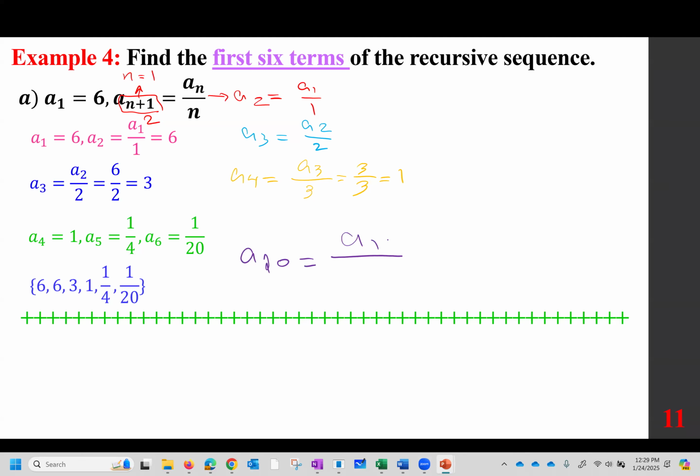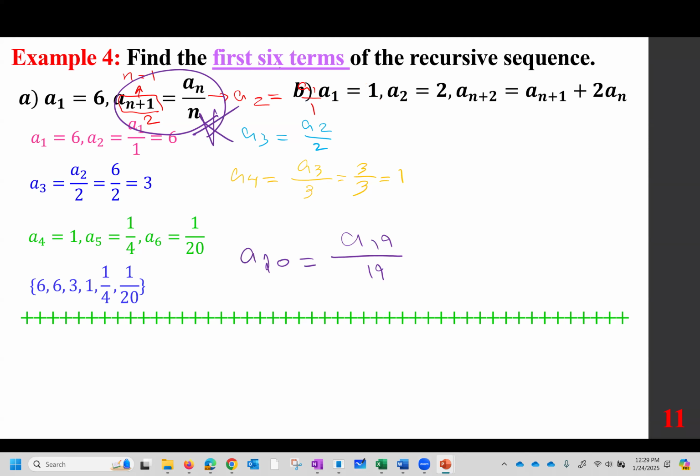The one before that. A sub 19 and divide by 90. That's the formula. Okay. According to this formula. All right. We're going to go to the next one. And to do that, let me erase this work.